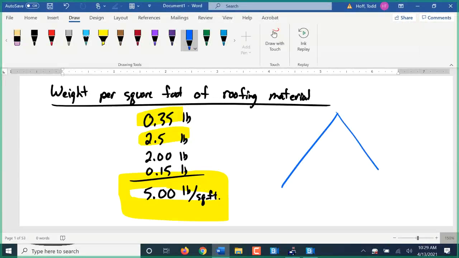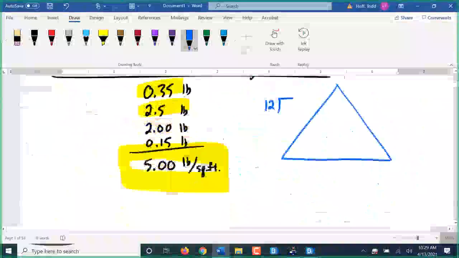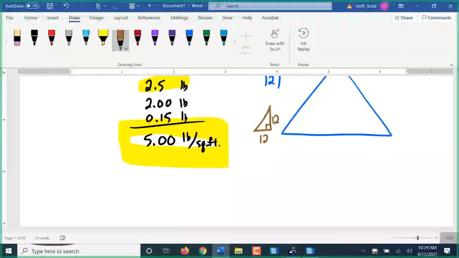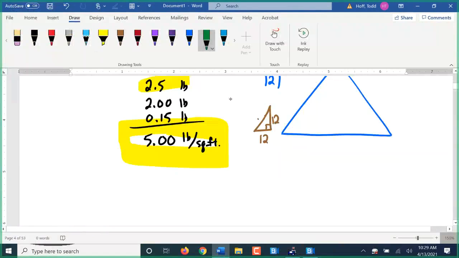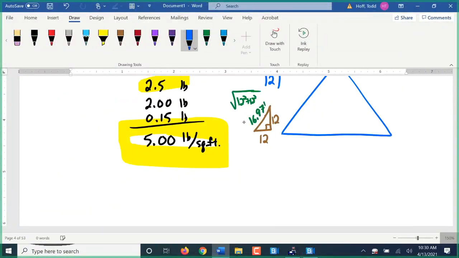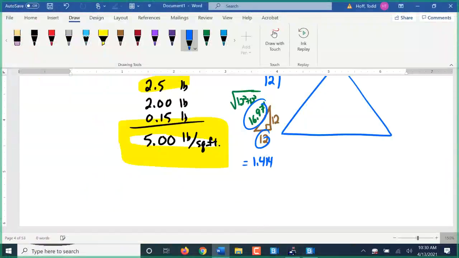But let's say that we have that 16/12 slope. Well, we found, actually, let's do a different slope so we can find a new correction factor. Let's say it's a 12/12 slope. We found the correction factor for the 16/12 slope up here. That was the 1.6667. Let's find it for the 12/12 slope. So for our 12/12 slope, 12 units of rise for 12 units of run. So this here is going to be the square root of 12 squared plus 12 squared. You're at 16.97. So the correction factor is going to be the 16.97 divided by 12. That gives us 1.414. That is my correction factor.